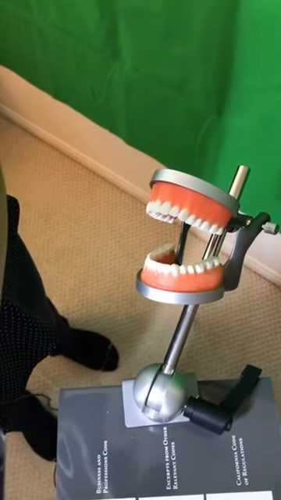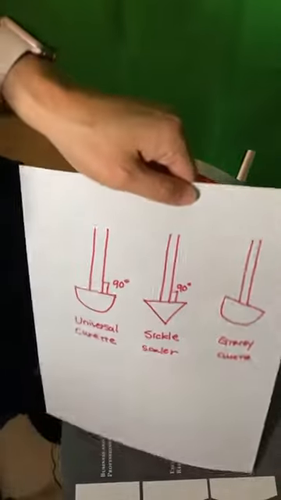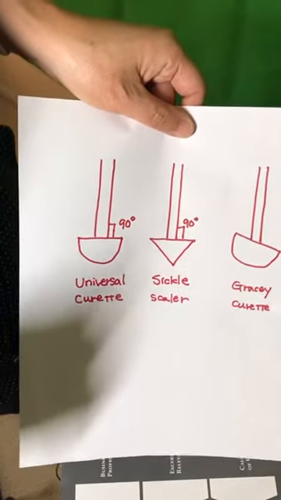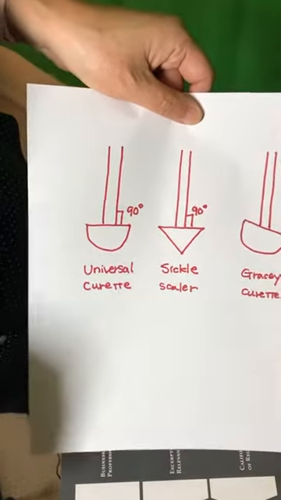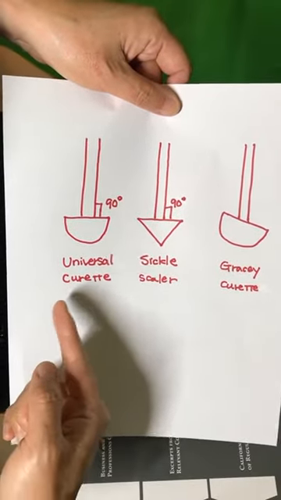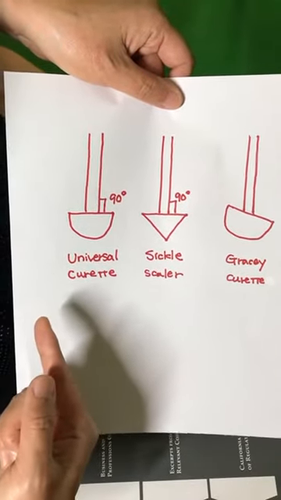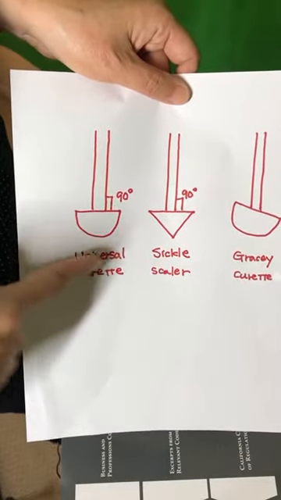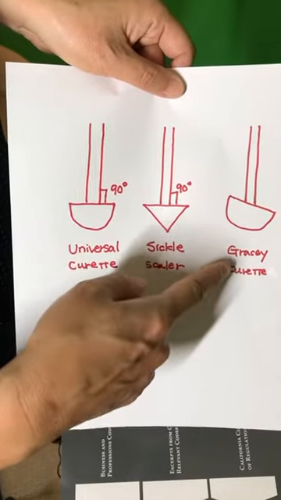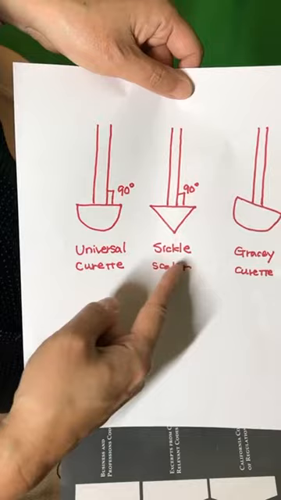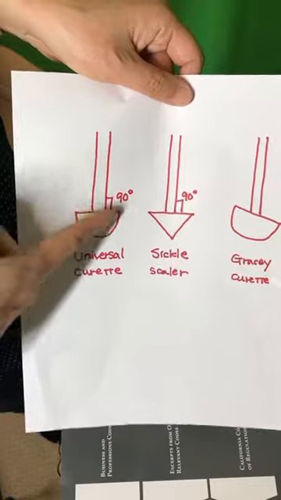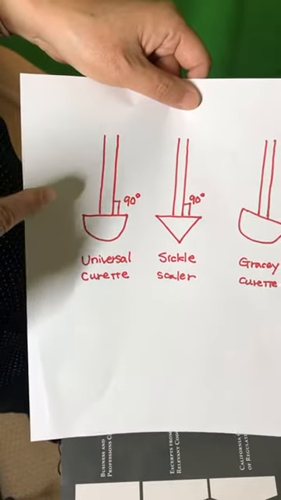First, I'm going to show this diagram. I just quickly wrote this. Principle of instruments. If you know these three shapes or three relationships, I think you would understand what type of instruments we use in dental hygiene. We use universal curette, sickle scaler, and Gracie curette. Both universal and sickle, the relationship from the terminal shank to the face of the blade is usually a 90-degree angle.